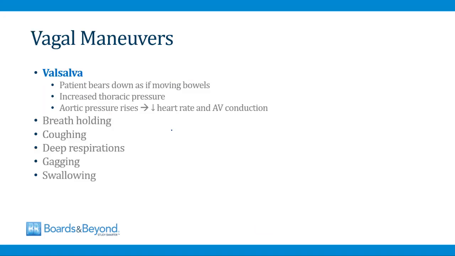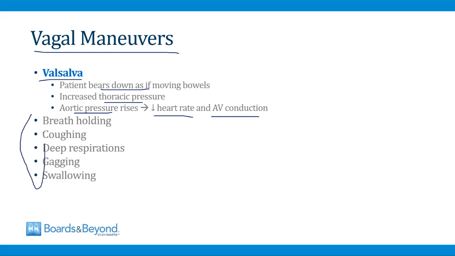Besides adenosine and carotid massage, vagal maneuvers are another way to break AV-NRT. Vagal maneuvers are maneuvers a patient can do that increase tone through the vagus nerve. One of these is the Valsalva maneuver. So the way a patient performs the Valsalva maneuver is you ask the patient to bear down as if they're moving their bowels. This will increase the thoracic pressure, and this will press on the aorta and slightly increase the aortic pressure. Just like we talked about with carotid massage, that will be interpreted by the brain as a rise in blood pressure, and the brain will respond with increased parasympathetic nervous system output that slows heart rate and slows conduction in the AV node.